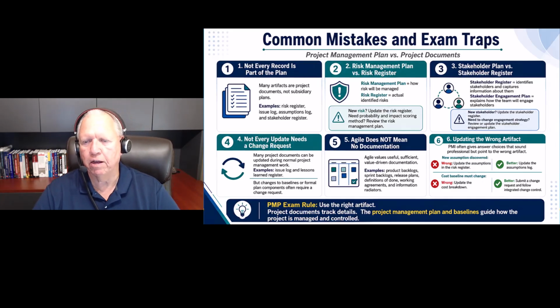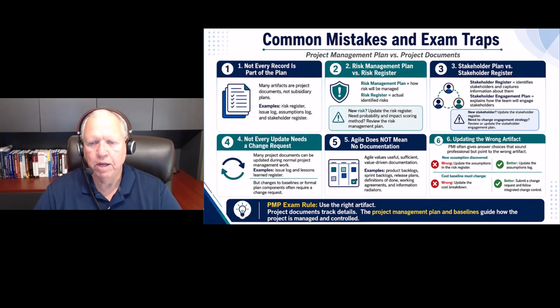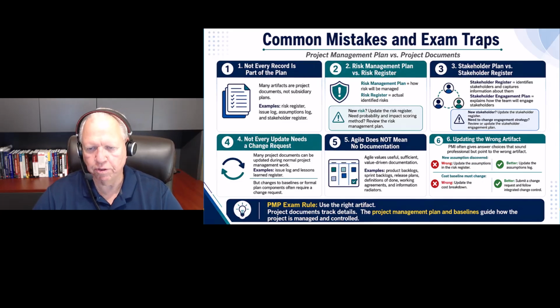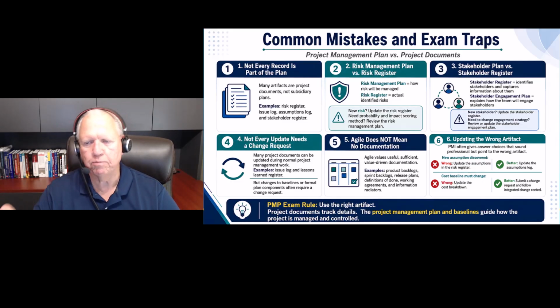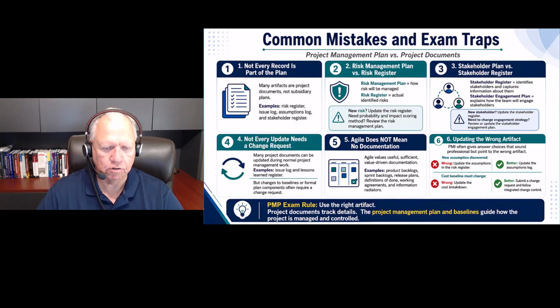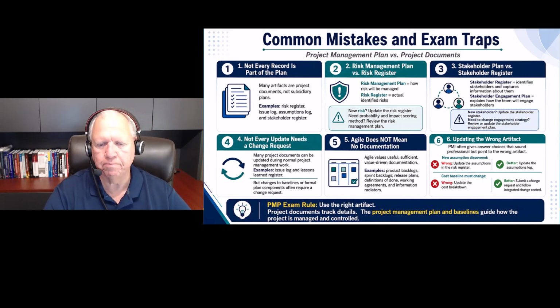PMI often gives answer choices that sound professional but point to the wrong artifact. So a new assumption is discovered, and you update the assumptions in the risk register. Well, that would be wrong. You'd update the assumptions log. The cost baseline must change, so you update the cost breakdown. Well, that's wrong. What would be better is you submit a change request and follow integrated change control. So your PMP exam rule is use the right artifact. Project documents track details. The project management plan and baselines guide how the project is managed and controlled.